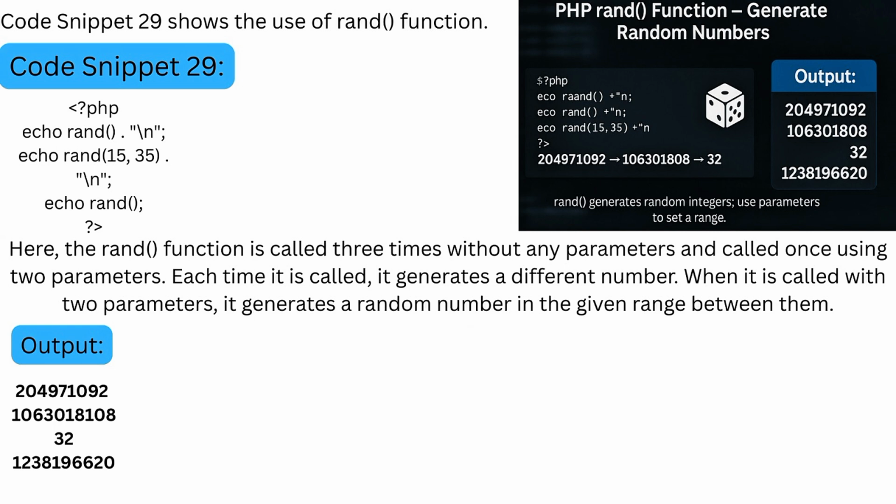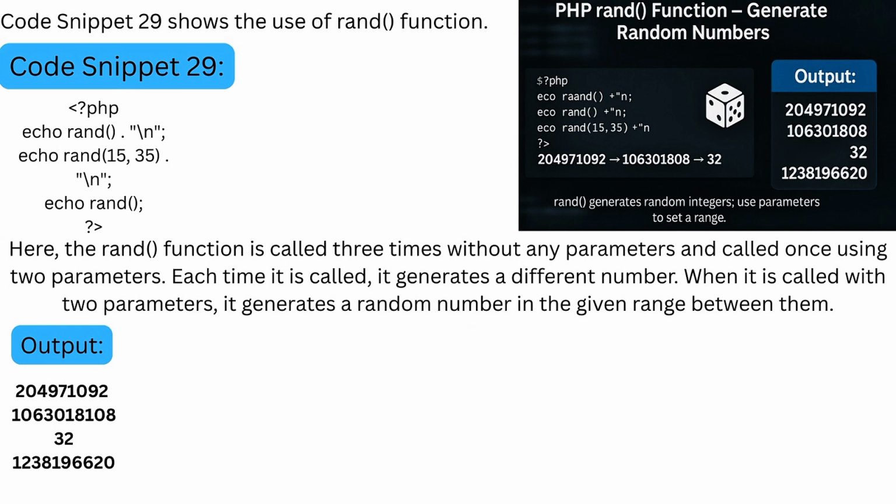Let's understand what this code is doing step by step. The rand function in PHP is used to generate random numbers. In this example, it is called 3 times without any parameters and once with 2 parameters. Each time the rand function is called without parameters, it generates a random integer within PHP's default range, which depends on the system. For example, when you run this code, the first few lines might generate random values such as 2,049,710,092 and 1,063,018,108, and then again another random number.